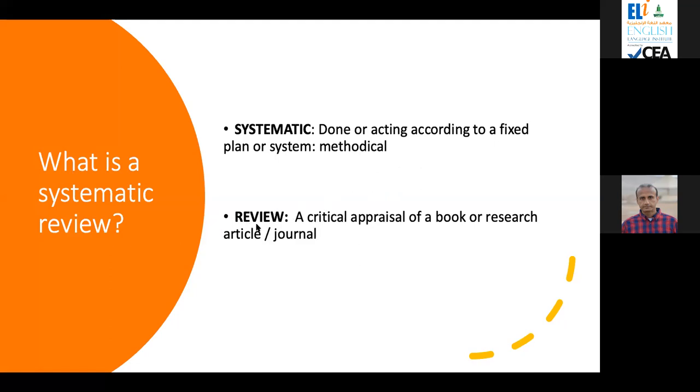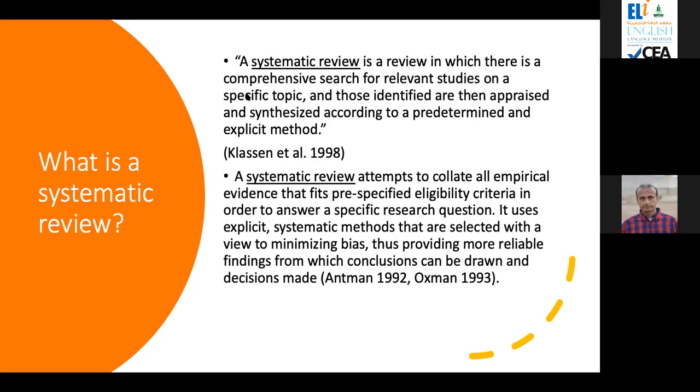And then a review is obviously very common. It is a critical appraisal of a work, a research article, or a journal. So this is the common thing between the two research reviews. But systematic makes a difference. We'll see some more specific details on this. If you look here, a systematic review is a review in which there is a comprehensive search for relevant studies on a specific topic, and those identified are then appraised and synthesized.